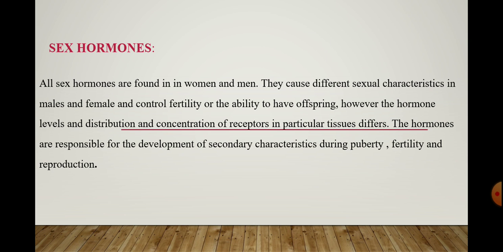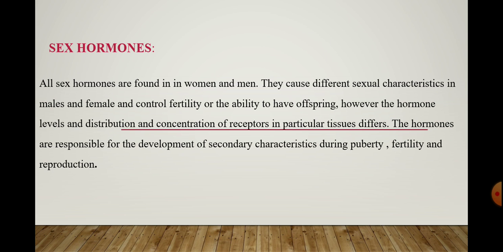Sex hormones are also called sex steroids. A steroid hormone such as estrogen or testosterone, produced essentially by the ovaries, testes or adrenal cortex, which affects the growth or function of reproductive organs or the development of secondary sex characteristics, is called a sex hormone. Okay? So all sex hormones are found in woman and man.